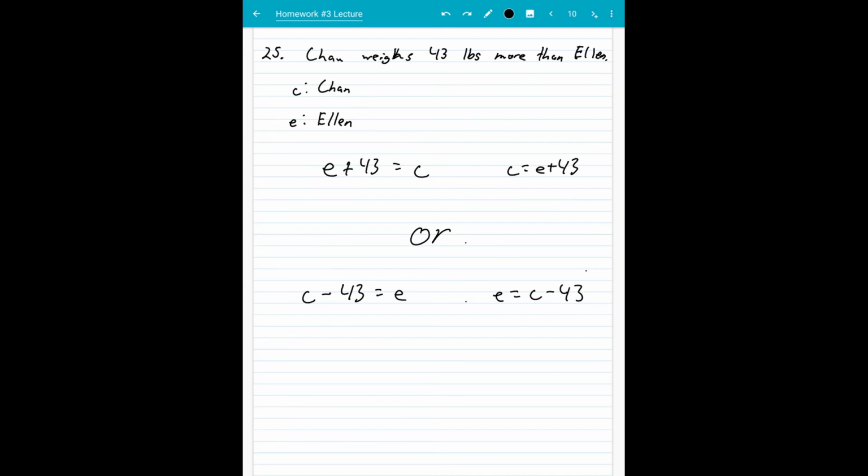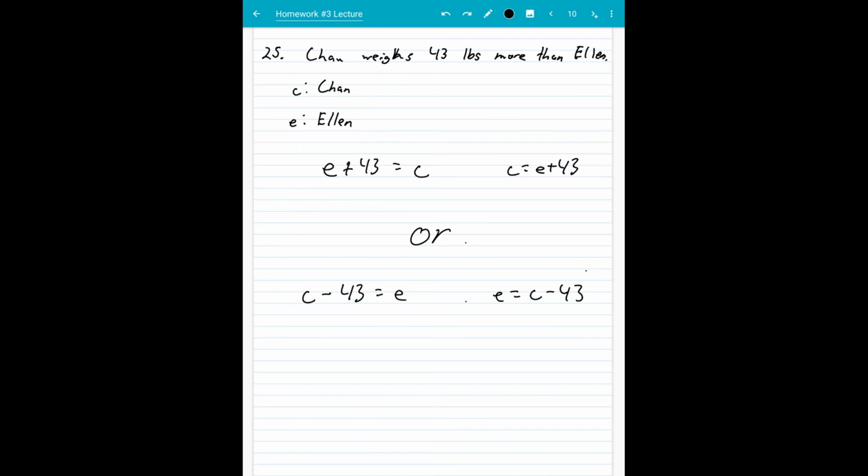So that's what I want you to do on some of those homework problems. I want you to write out an equation. It doesn't ask you to solve for it. Notice in the instructions that say, what is Chan's weight? What is Ellen's weight? We can't find those answers out because it didn't give us any numbers like their combined weight or anything else. We need more information.